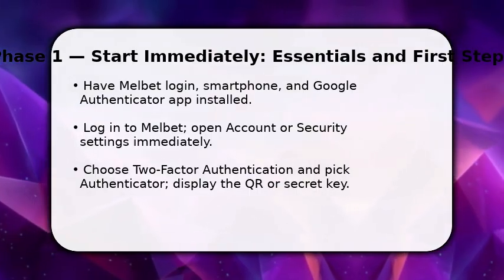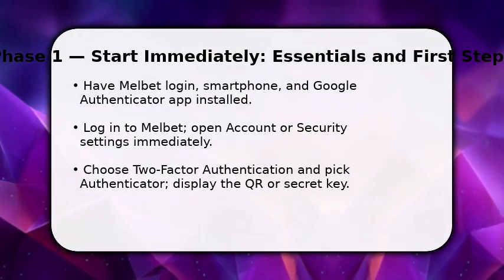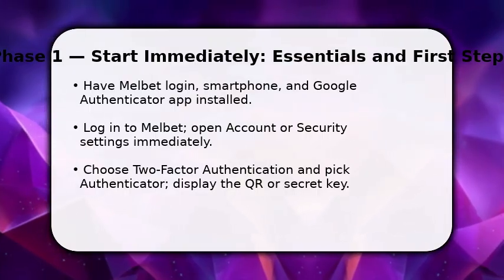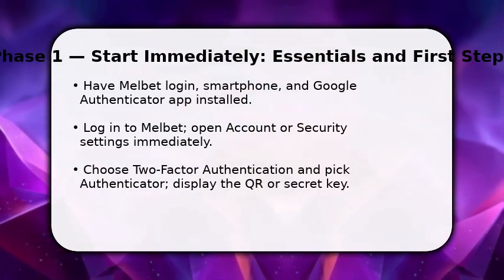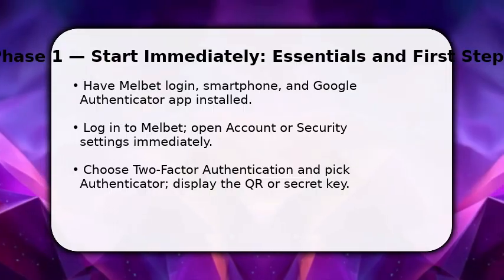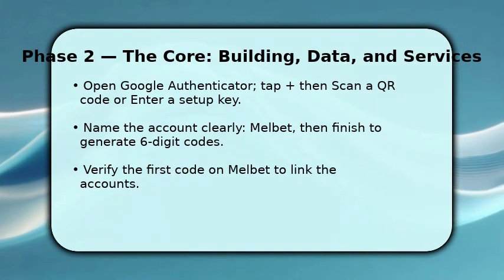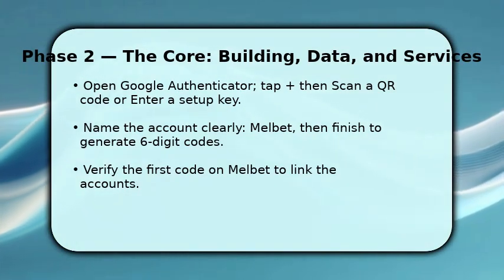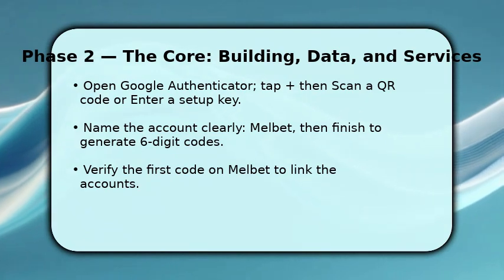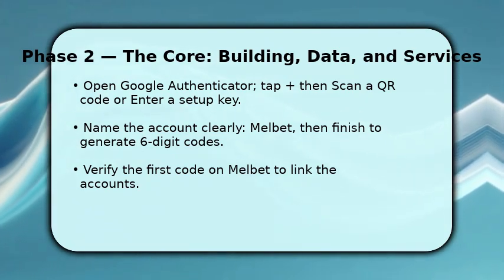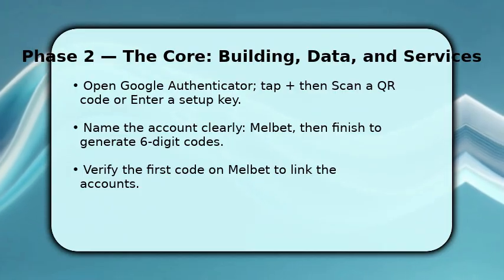Don't close this page. Make sure your phone is nearby and unlocked, because the next step is to add that account into the app, which ties the codes to your Melbet profile. You're now in the app, tap the plus sign and pick Scan a QR code or choose Enter a setup key if scanning fails. Give the entry a clear name like Melbet so you recognize it later.